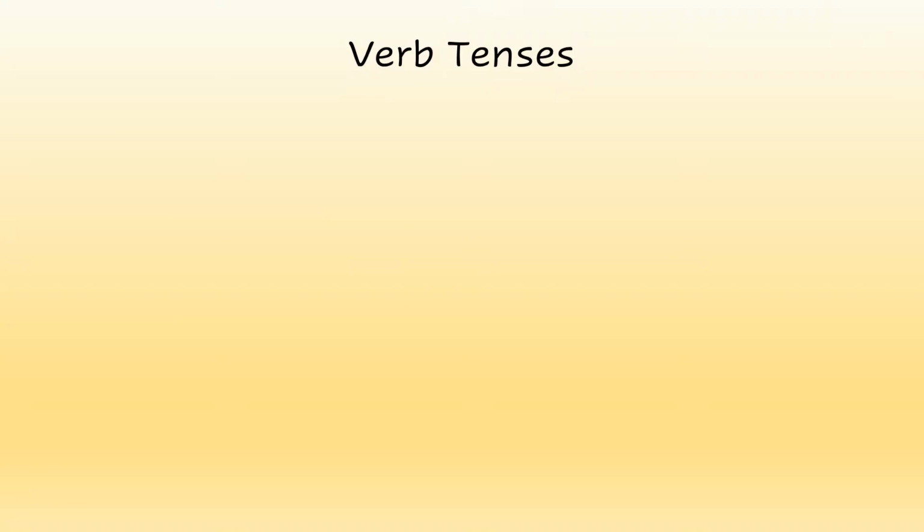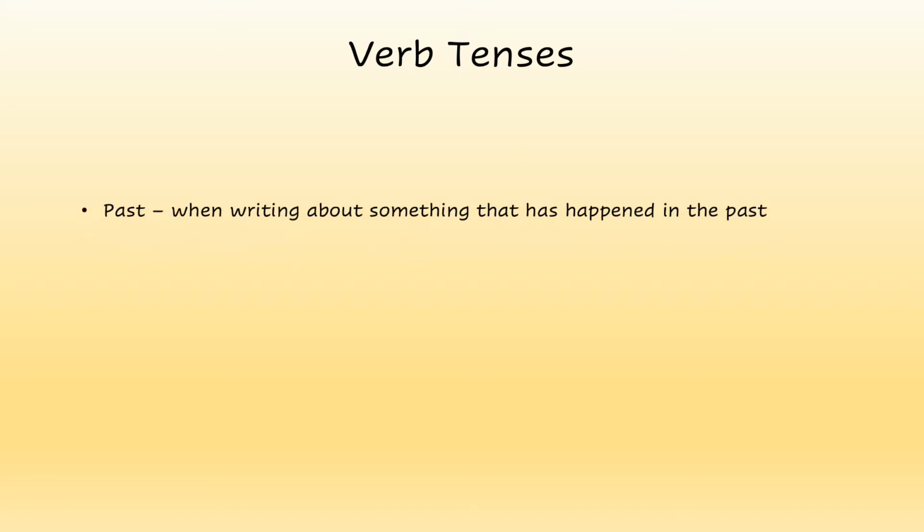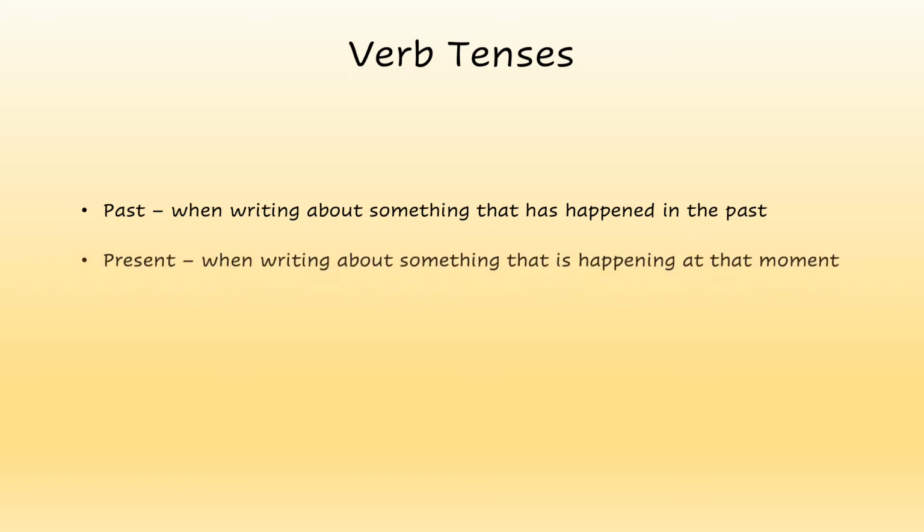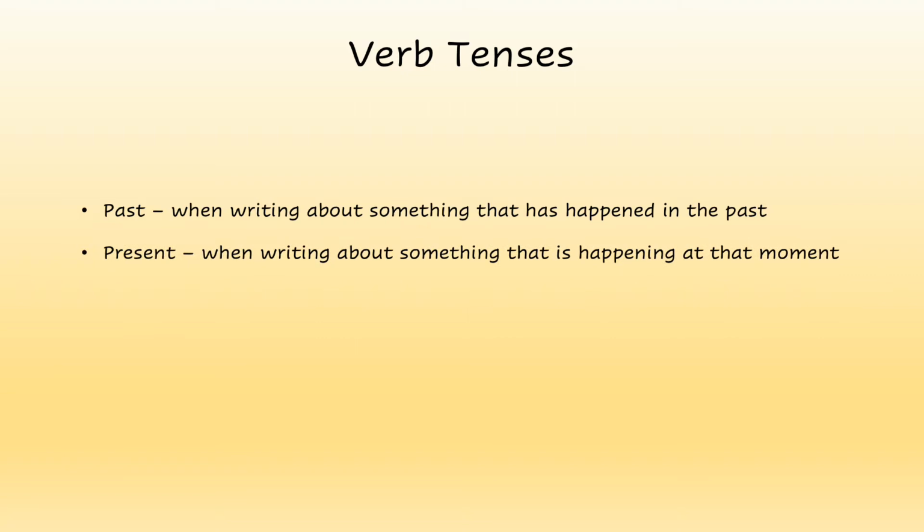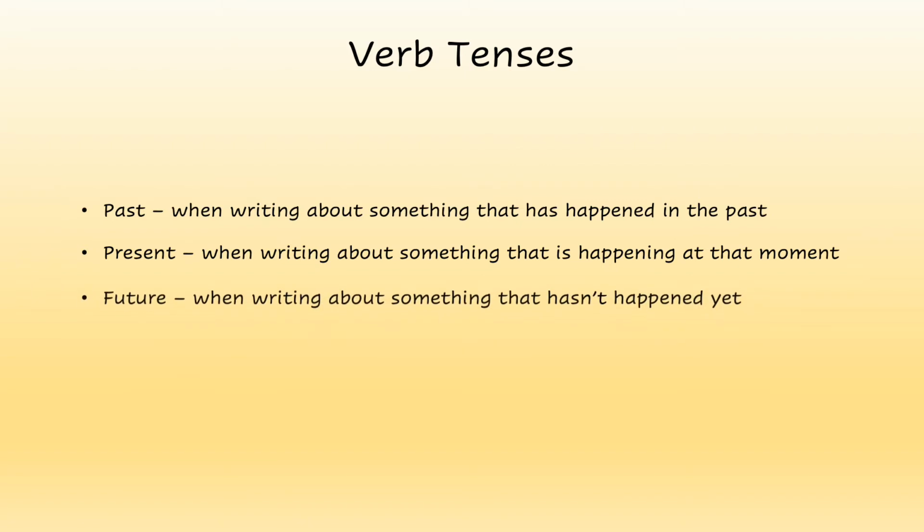First, let's have a quick recap on what past, present and future tense is. So past is when writing about something that has happened in the past, like I went to the doctor's. Present is when something is happening at the moment, like I am at the doctor's. And future is when writing about something that hasn't happened yet. I will be going to the doctor's.